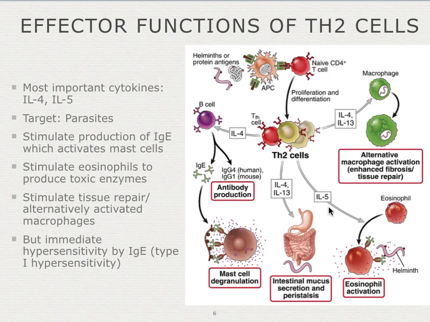Of course, we used to be exposed to lots of helminths in the past, but with our cleaner way of life in most of the Western countries, we don't see a lot of parasites anymore. And we actually know this Th2 response best from a disease which is caused by these Th2 cells, and that is asthma. And asthma is an immediate hypersensitivity reaction, amongst others caused by IgE.